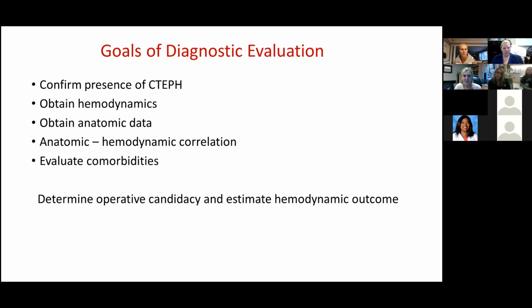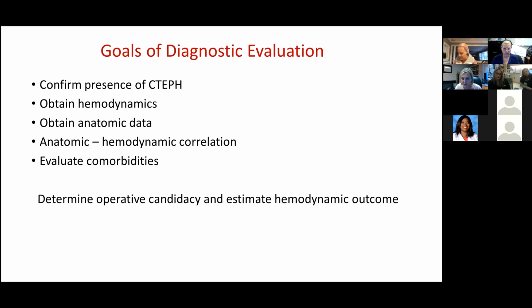So what are the goals of diagnostic evaluation? So we want to confirm presence of CTEPH. We want to obtain the hemodynamics, because I already mentioned that hemodynamics are going to help you prognosticate what happens if they get treated and how they get treated. You want to have anatomic data, so we will see some of that. You want to correlate anatomic and hemodynamic data.